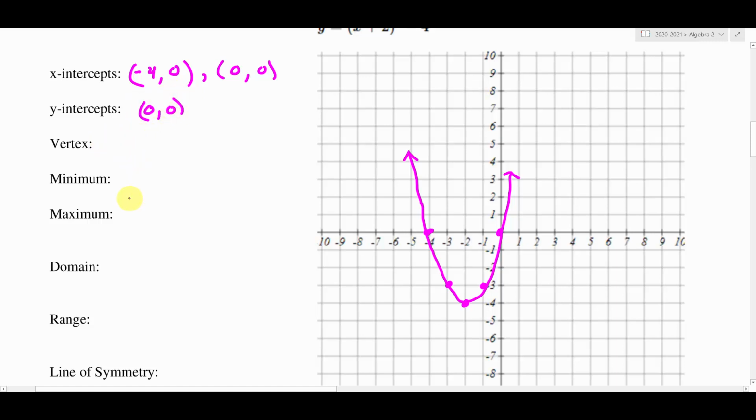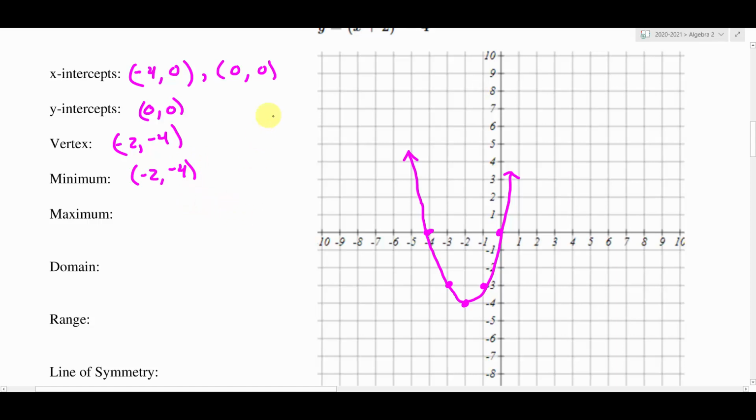Okay. The vertex, that was one of the first things we found when we made our graph because we needed the vertex to plot on MyOpenMath. So we have that right here at (-2, -4). And the vertex is also our minimum. We had said before that's our lowest point, right? So the vertex and the minimum are the same thing here.